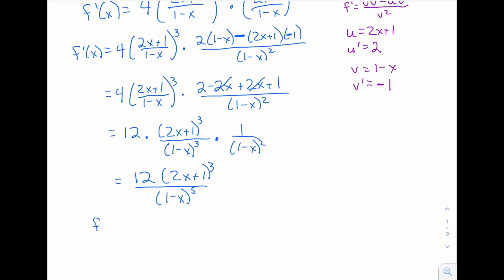Now, in this problem, we're just subbing in 0, so this is 12 times 0 plus 1 cubed over 1 minus 0 to the 5th. This is just 12.